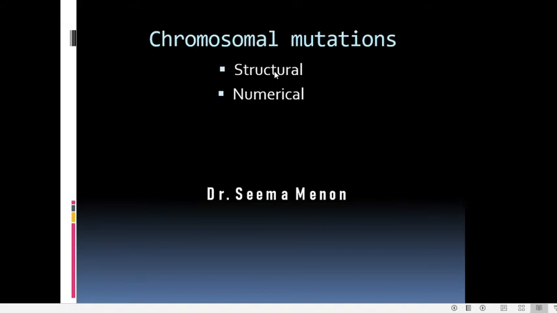The second one is numerical change. Every species will have a fixed chromosome number either in the somatic cells or the gametic cells. But in numerical aberrations, there will be either loss of whole chromosomes, or gain of whole chromosomes. So, they lead to numerical changes in chromosomes. Thereby the chromosomal mutations are either structural or numerical.